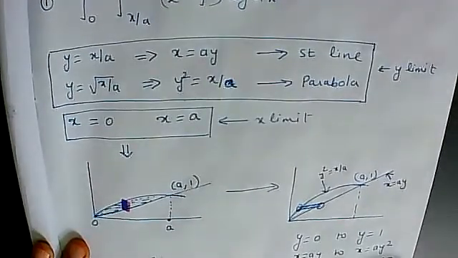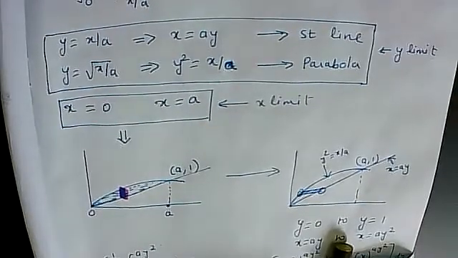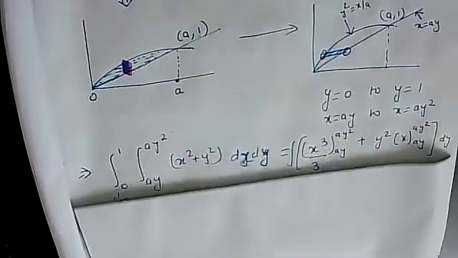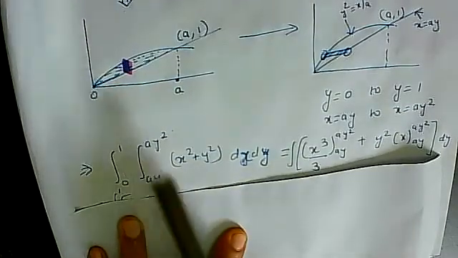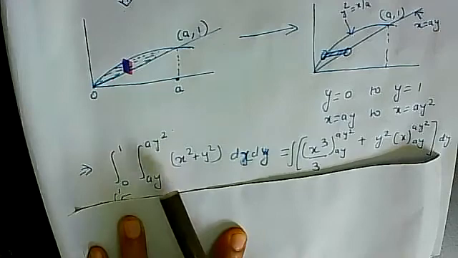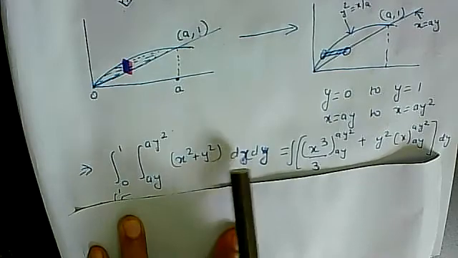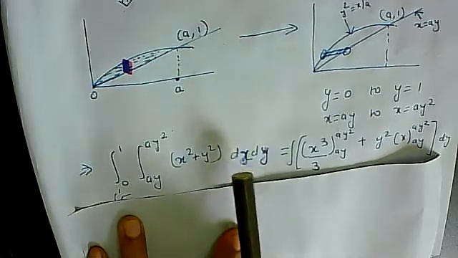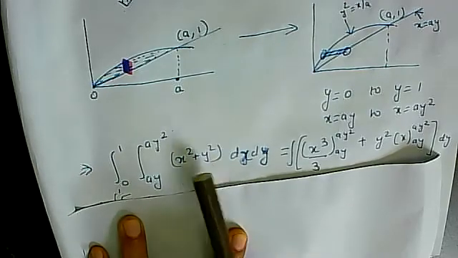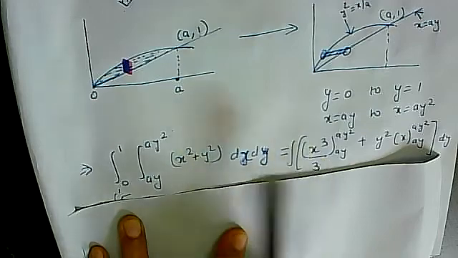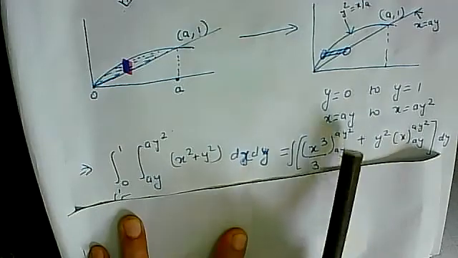Now, once the limits are changed, my question is converted to another format like this. See, now our integral is from 0 to 1, ay to ay square. Since y is in a limit, first I should integrate with respect to x. So this is how I have changed the order and now I will integrate it in my normal way. When I'm integrating with respect to x, y will be constant. So the integration of x square will be x cube by 3 and y square x. Right? Apply the limits.